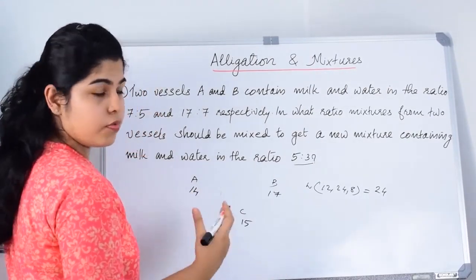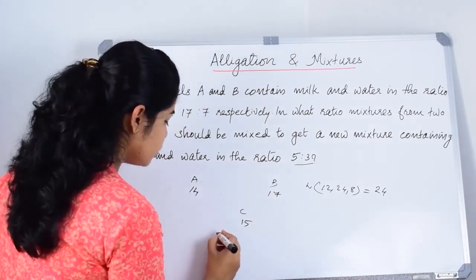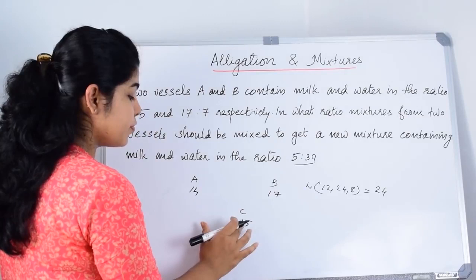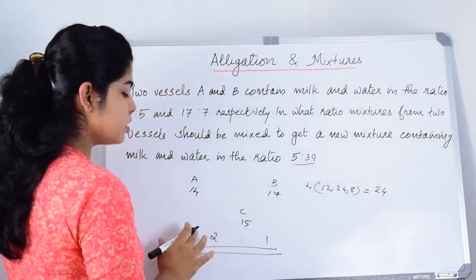Now we can apply the rule of alligation. By the rule of alligation, 17 minus 15 is 2. We can write it here. Then 15 minus 14 is 1, and we can write it here. And our final answer is 2:1.